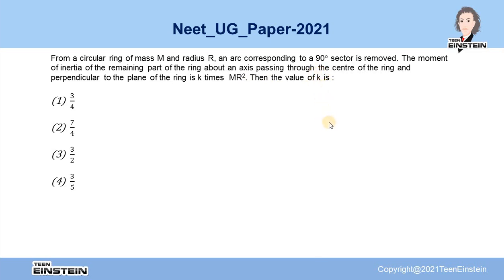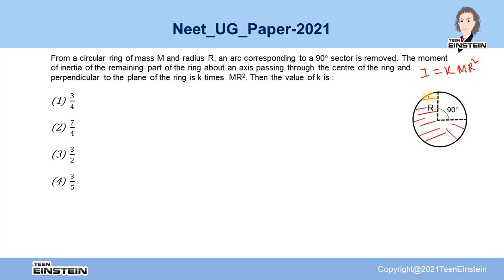So first of all, let us understand the problem once again. Suppose there is a ring which has capital M mass and radius capital R. A sector corresponding to 90 degrees, that means this portion, is removed. And then the moment of inertia of the remaining portion about an axis passing through the center of the ring and perpendicular to the plane of the ring is given as I is equal to k times MR squared. You have to find out the value of k.